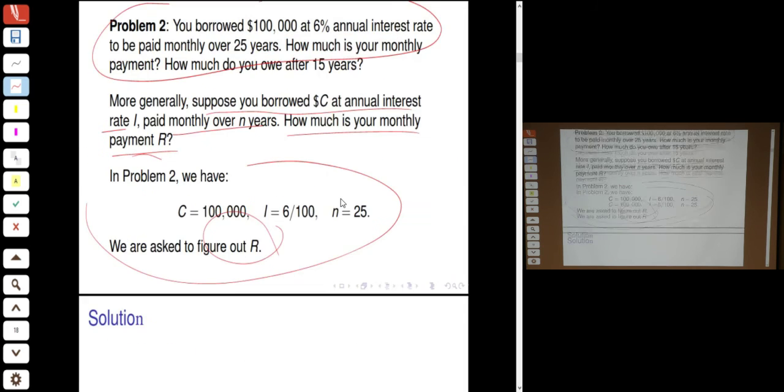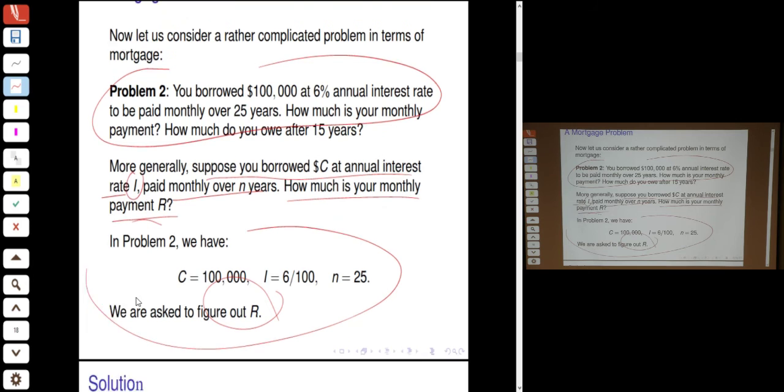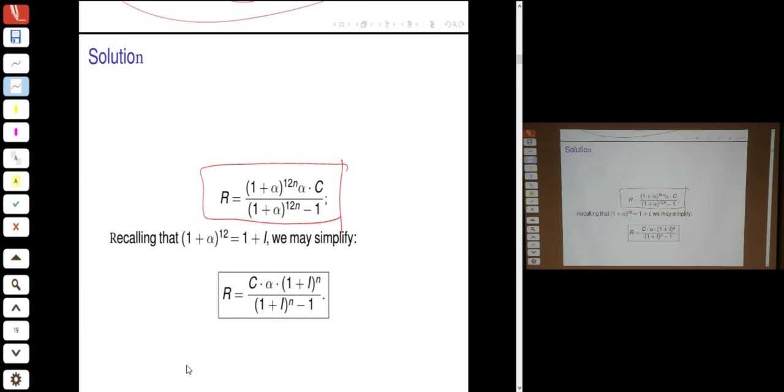So, what is alpha? I is the yearly interest rate, the annual interest rate, and alpha is the monthly interest rate. The monthly interest rate alpha and the yearly interest rate I are related by this equation. So, alpha is the monthly interest rate.